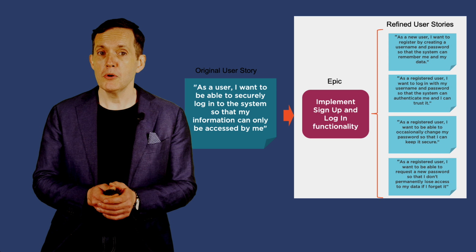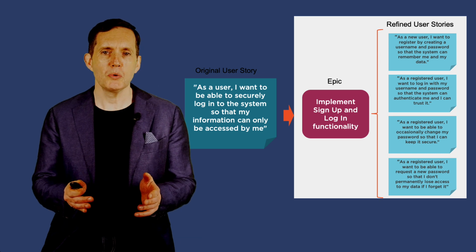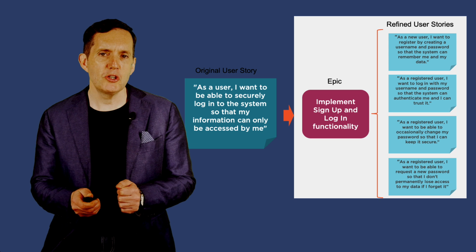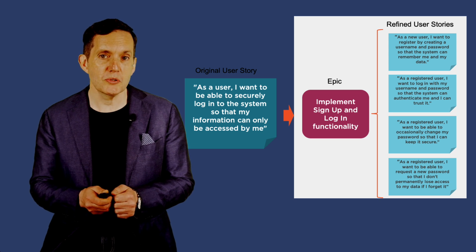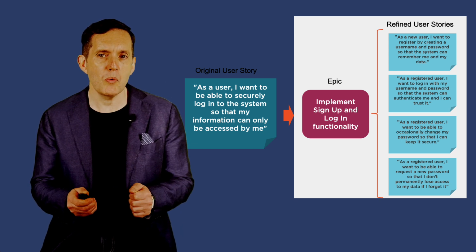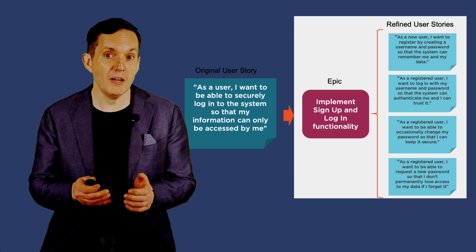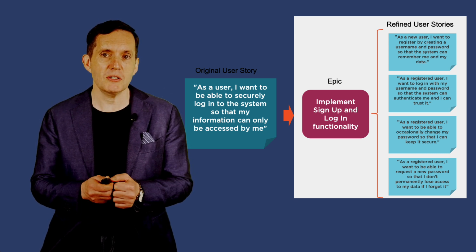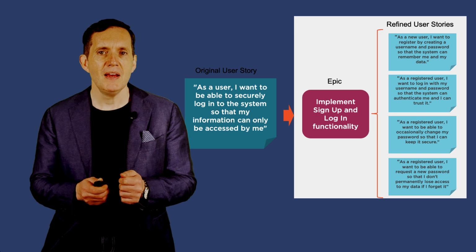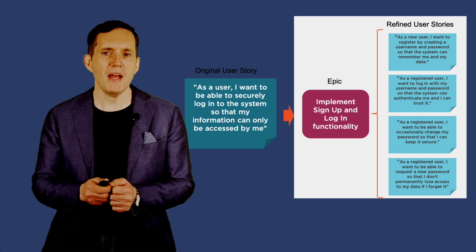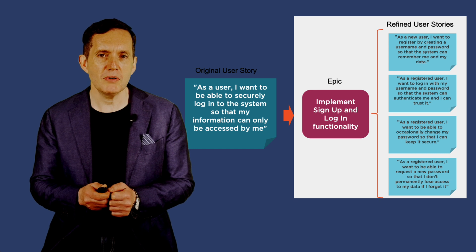Story refinement improves clarity. It ensures that user stories are clear and unambiguous. This reduces misunderstandings and ensures that the development team knows exactly what needs to be done. It enhances quality. By refining stories, teams can identify and address potential issues early. This proactive approach leads to higher quality outcomes and fewer last-minute surprises.